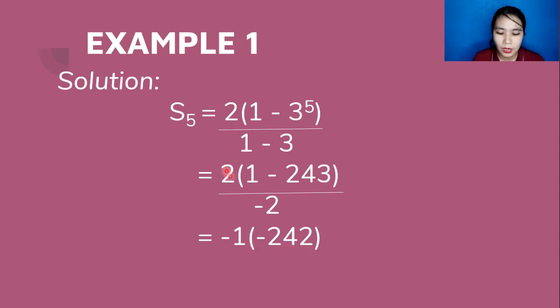So we have here 2 divided by negative 2, which will be equal to negative 1. And then negative 1 times negative 242 will be equal to positive 242. So the sum here will be 242, or the sum of the 5 terms will be equal to 242.